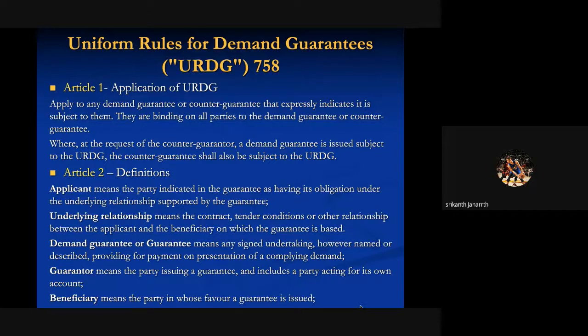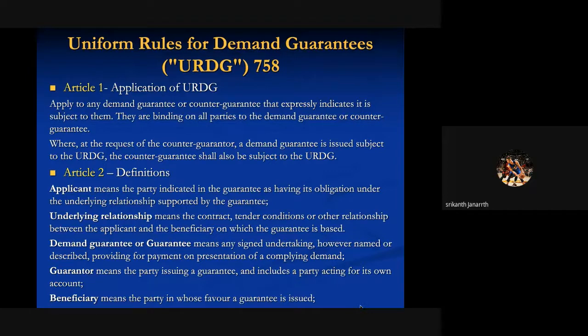If I overlook this URDG and just go and explain the guarantee, you might not get the clear picture. You need to know who these people are, what their relationship is, why the applicant is coming in, and what is underlying. When I say underlying relationship, you know there is a transaction between two parties. That is the underlying transaction. That has nothing to do with the guarantee.